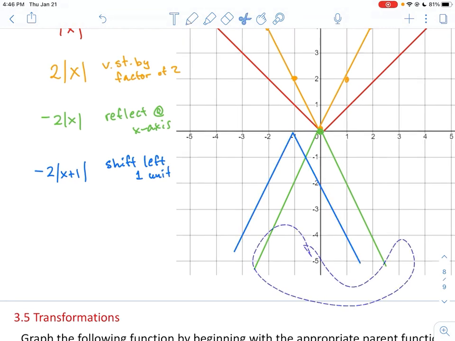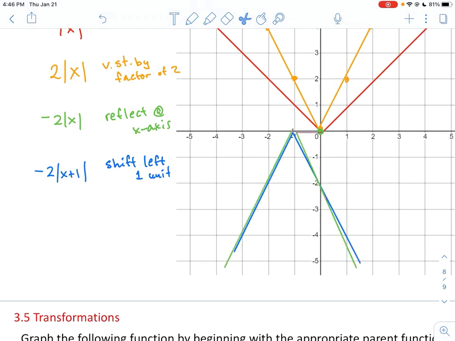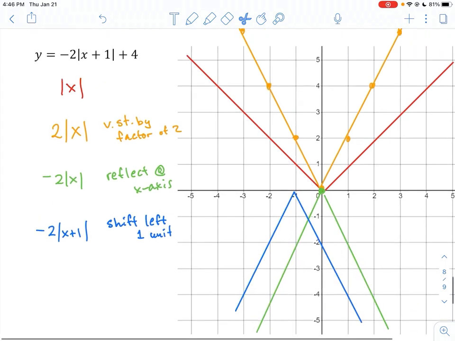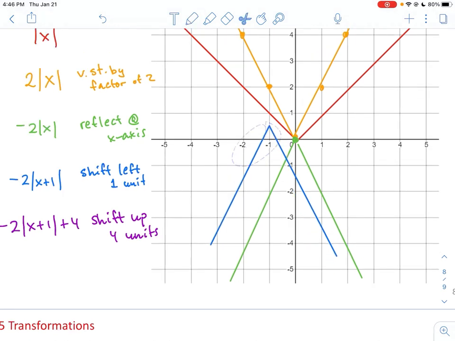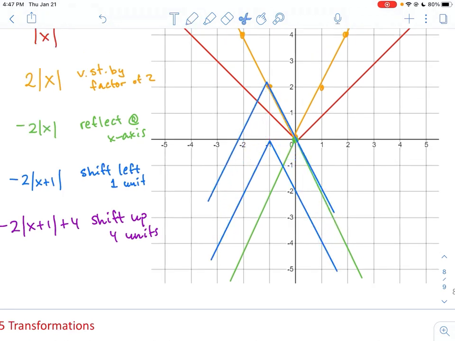Or you could have done something like this, just grab the green and shift it left 1 unit. So the blue is where we're at now, and we have only one more step to do. We've got to do that plus 4. That's going to be our shift up 4 units. So to go from blue to purple, the only change I made was adding that 4, and that's going to shift up 4 units. So I could just grab the blue and go up 4 units.